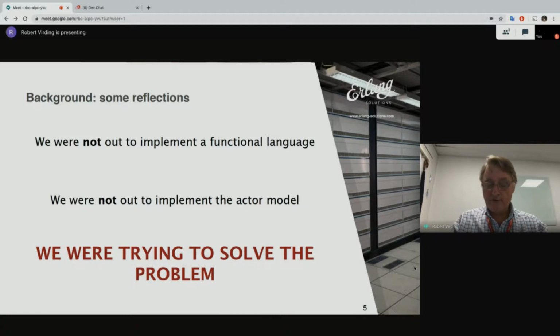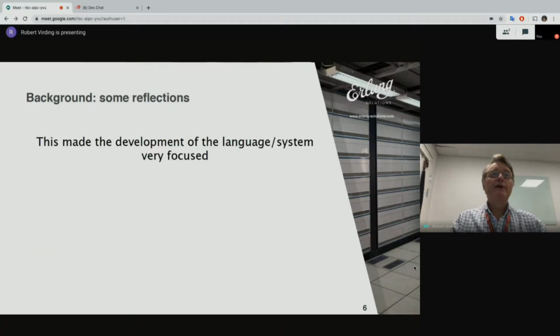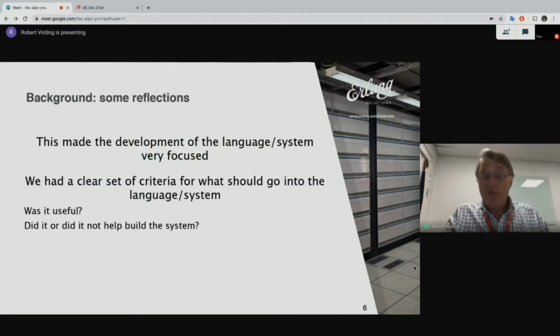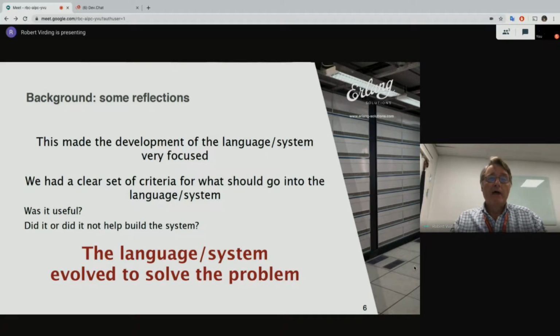We had a set of criteria in the problem which we had to solve to make the system interesting at all. If we couldn't solve the problem, it wasn't interesting. This made development of the language and the system very focused. If we came up with a new idea, would it help to solve the problem? Yes or no. If it was useful, we could keep it. If it wasn't useful, we would get rid of it. We came up with quite a number of ideas we thought were fantastic, but found they just weren't useful, so they didn't get into the system. The language itself, the system properties, and how users build things evolved to solve the problem. This was the main goal.